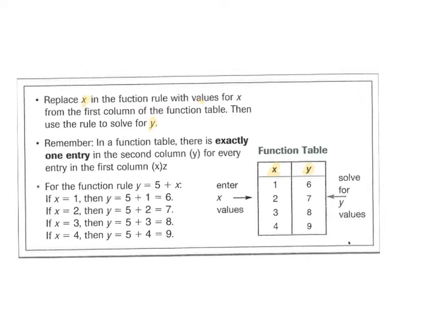Remember, in a function table, there is exactly one entry in the second column, Y, for every entry in the first column. So for example, for the function rule Y equals 5 plus X, if X is equal to 1, then Y is equal to 5 plus, and then we replace X with 1. All right, we'll get some more help on these next examples.